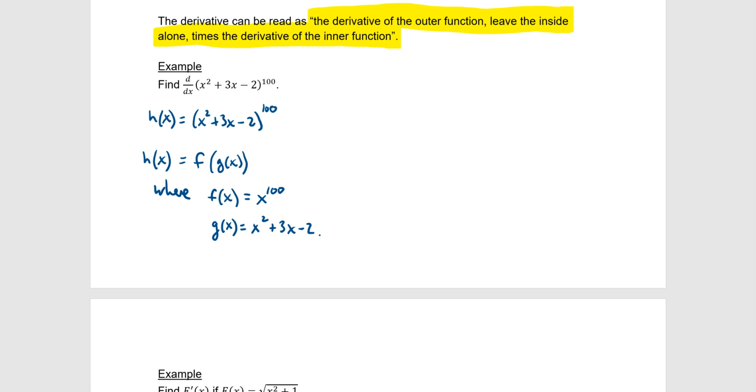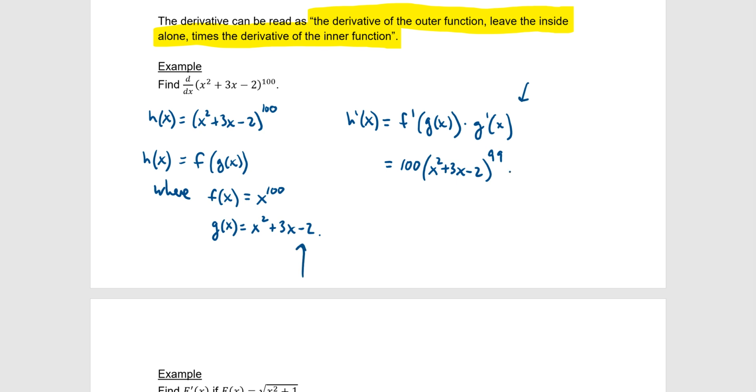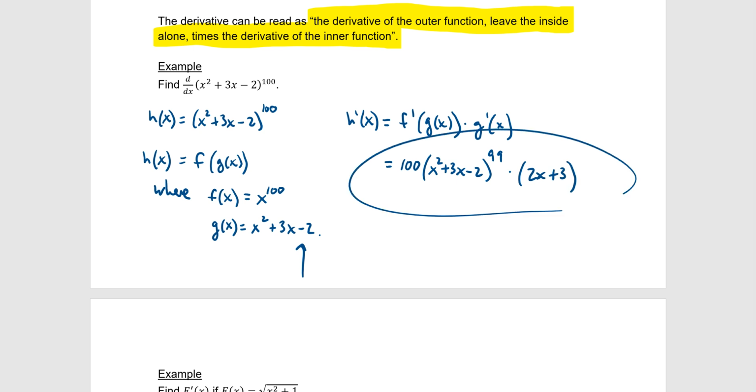If we wanted to do this using the definition that we wrote above, h prime would be the derivative of the outer, leave the inside alone, times the derivative of the inside function. Once we have these set up, it's pretty simple. It's going to be f prime of g of x. We know that f prime, the derivative of x to the 100, is power rule. That's 100 times x to the 99th. But we're keeping g in there, so that's x squared plus 3x minus 2, times g prime of x. That's going to be 2x plus 3. We could simplify this a little bit if you want, but there's your derivative of that function.